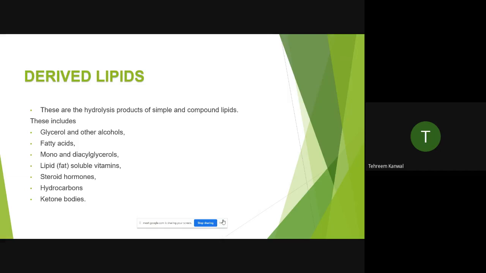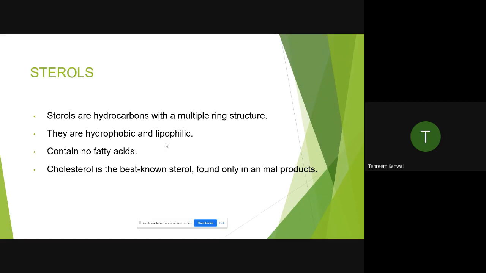The hydrolysis products can be glycerol and alcohols, fatty acids, monoacyl and diacyl glycerols, some vitamins, steroid hormones, hydrocarbons, and ketone bodies. The most important part of the derived lipid is the sterol structure, mainly the sterol ring, which determines its functions and its capabilities.